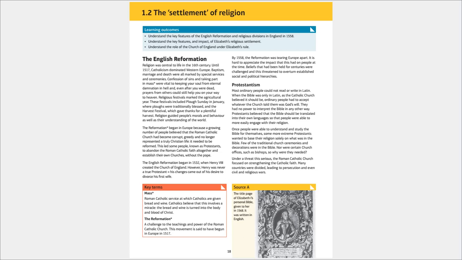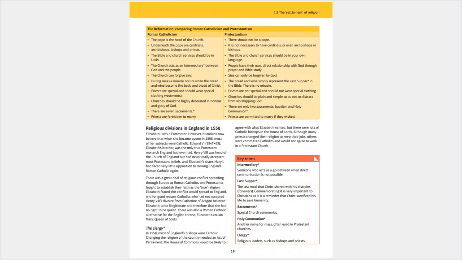So what you need to do is read the information on pages 12 and 13, and then you need to answer the question underneath about how these religious problems really caused difficulties for Elizabeth in the early part of her reign when she became queen in 1558.